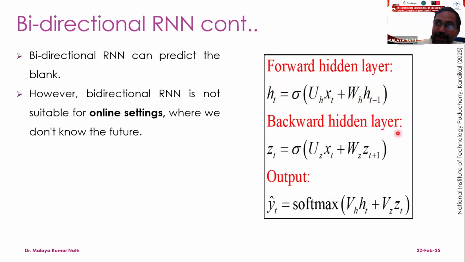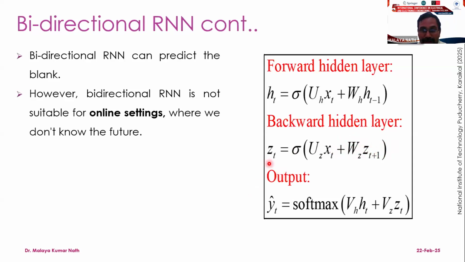In the case of a backward hidden layer, what will happen? We are calculating z_t. z_t is the softmax of U_z x_t plus W_z z_{t+1}. U_z is the weight associated with the input to the hidden layer, x_t is the input at time t, W_z is the weight associated with the hidden layer to the hidden layer, and z_{t+1} is the hidden state information from the next time step.